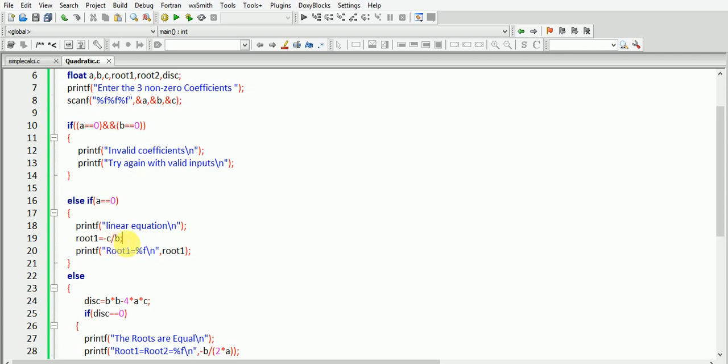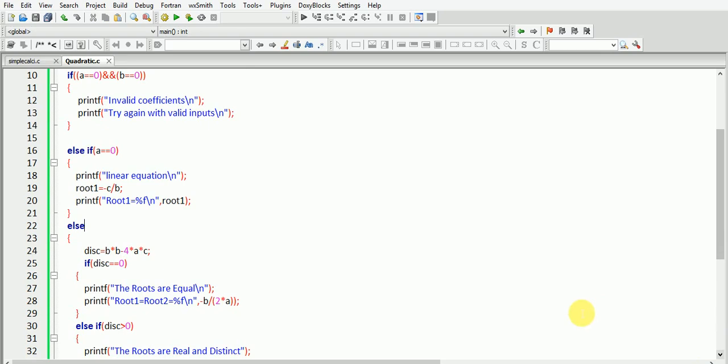That is the value of root 1. So whatever root 1 we got, we are going to print it, that is root 1 is equal to percentage of f. This is the access specifier. So this root will be stored in the variable root 1. Otherwise we need to take the discriminant value, that is the discriminant is equal to b square minus 4ac.